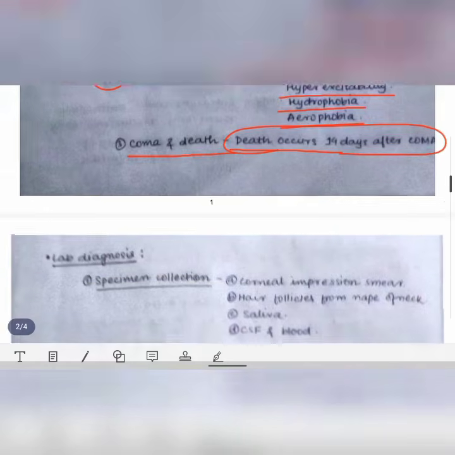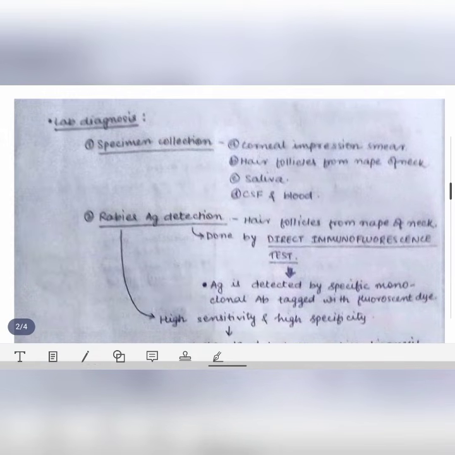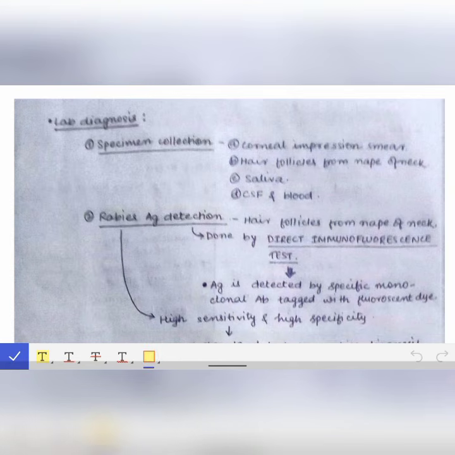Now coming to the laboratory diagnosis of the rabies virus infection. The first step in the laboratory diagnosis is the specimen collection. We have to first collect the specimen for the diagnosis of the rabies virus.